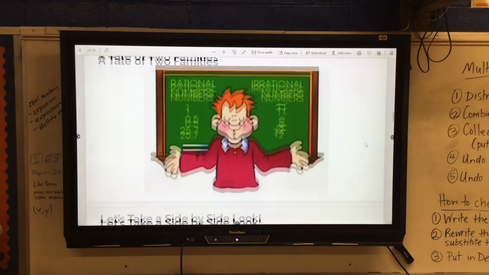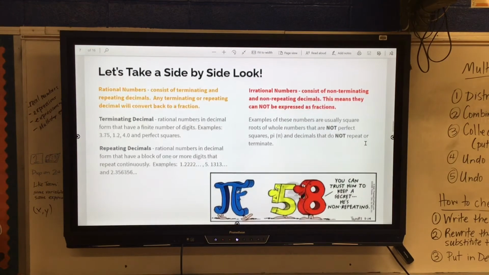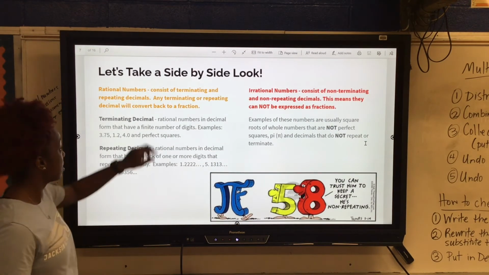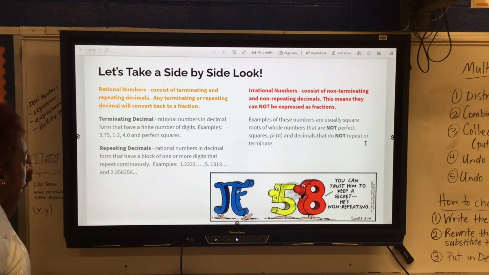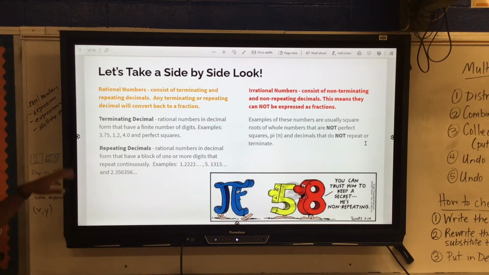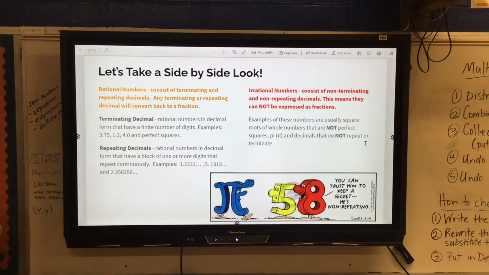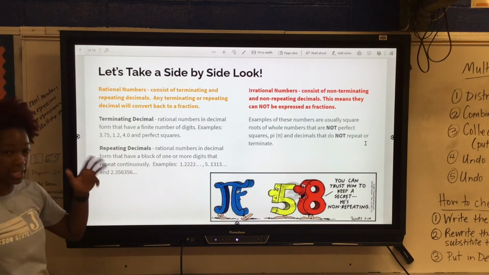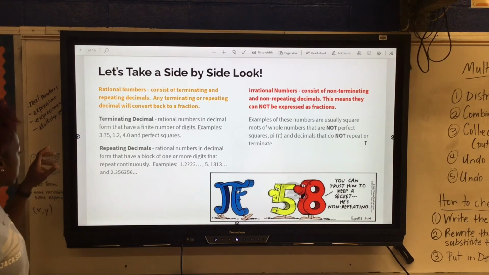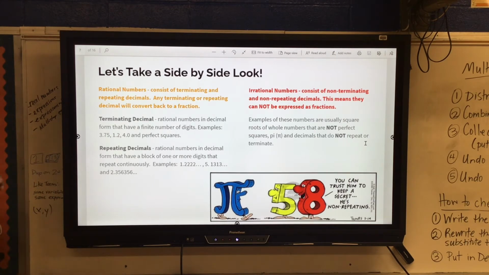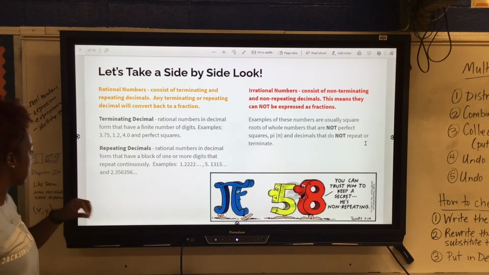A tale of two families. Let's take a look side by side. So rational numbers, once again, consist of terminating and repeating decimals. Any terminating or repeating decimal will convert back to a fraction, hence why it is a rational number. Terminating decimals are rational numbers in decimal form that have a finite number of digits. So they end, okay? So you have 3.75, 1.2, 4.0, and perfect squares as your examples.